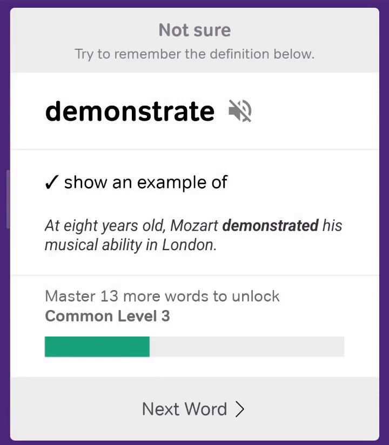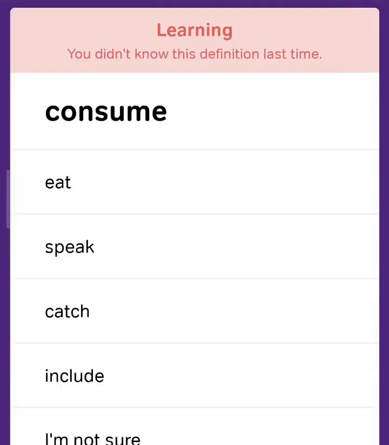Demonstrate. Show an example of. At 8 years old, Mozart demonstrated his musical ability in London.